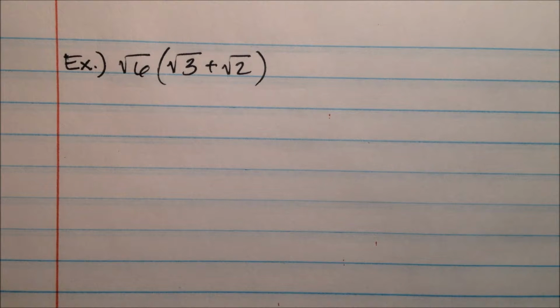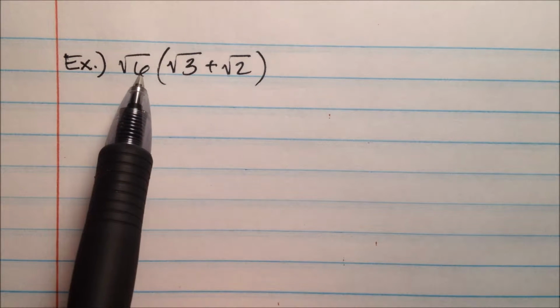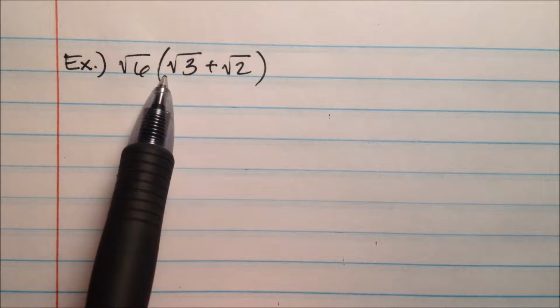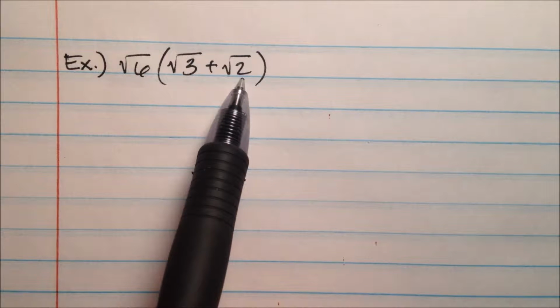In this video, we're going to be multiplying radicals by using the distributive property and FOIL. So in this first example, we have the square root of 6, and it's going to be times the quantity, the square root of 3 plus the square root of 2.